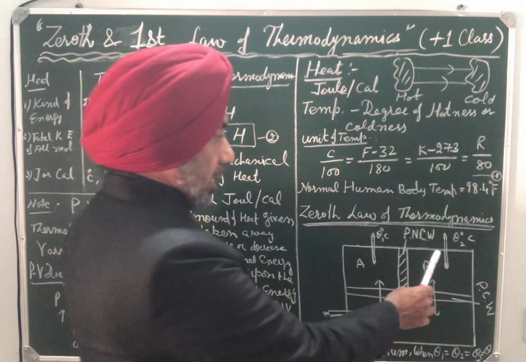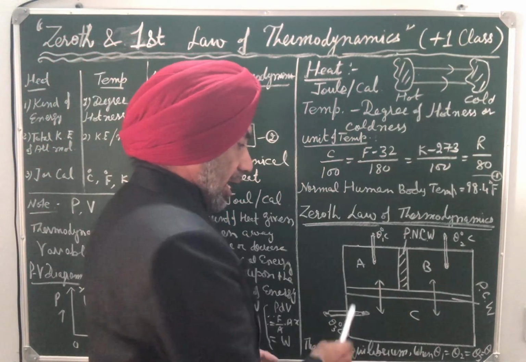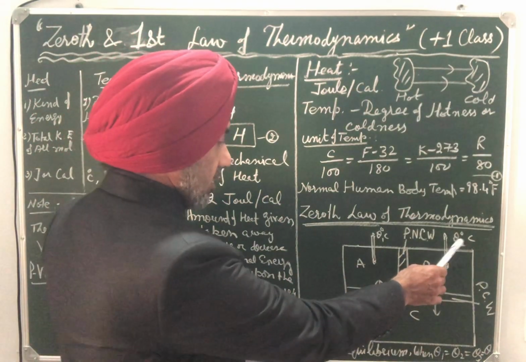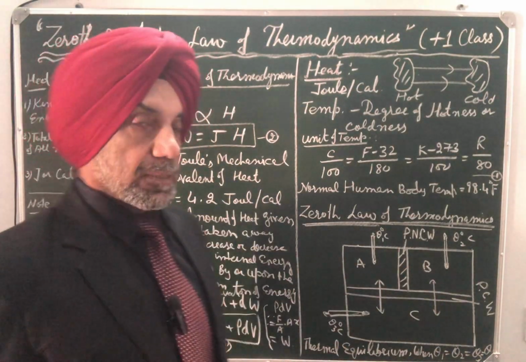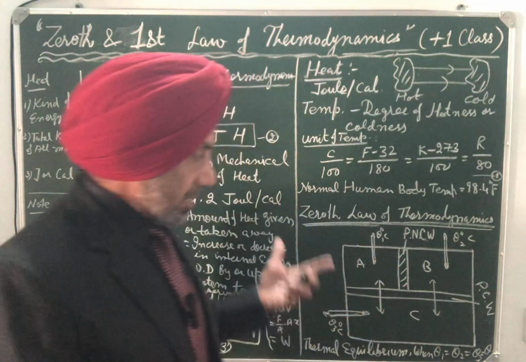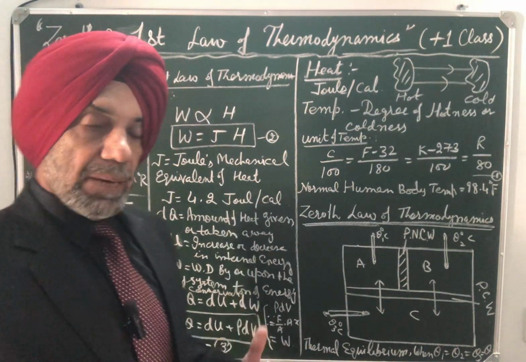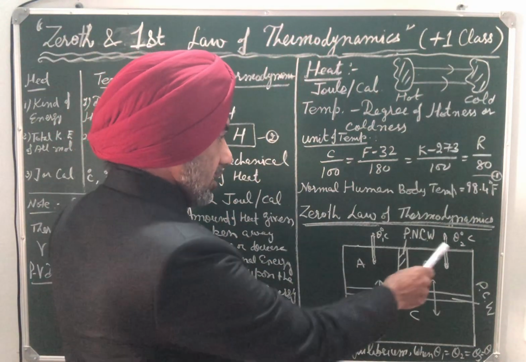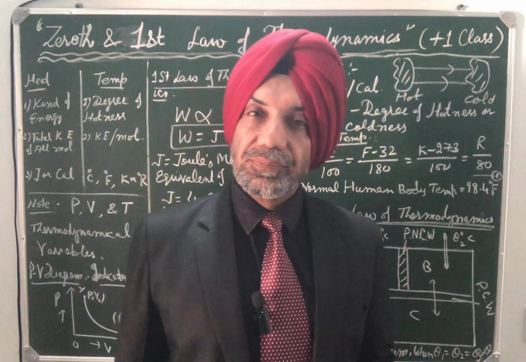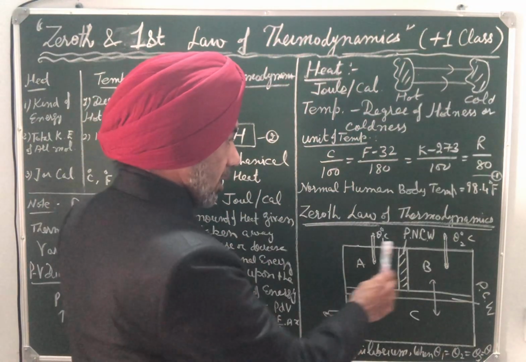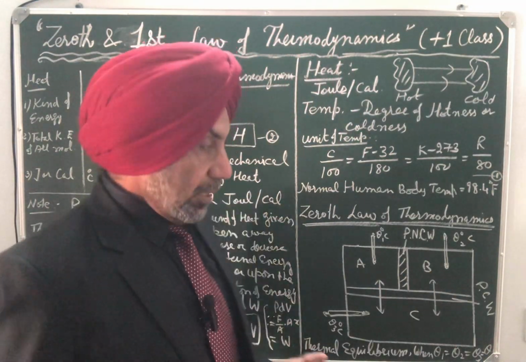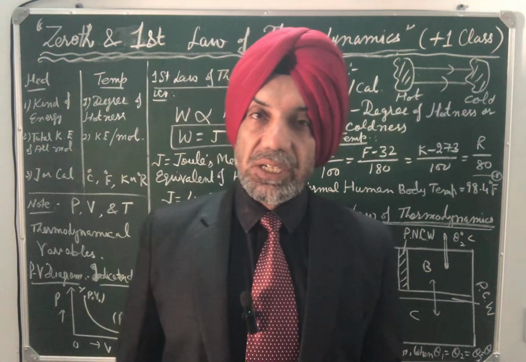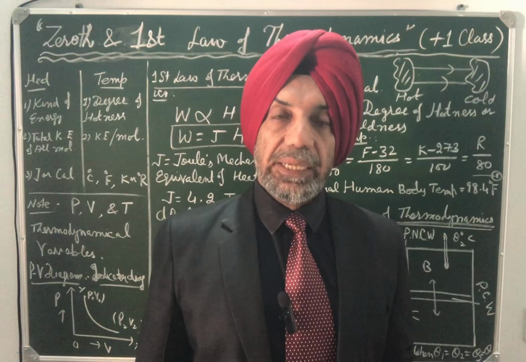Now suppose initially these 3 systems are at different temperatures. Let theta 1 degree Celsius, theta 2 degree Celsius and theta 3 degree Celsius. So leave them as such. After some time, what will happen? The temperatures of the 3 become the same. You can see from these thermometers. When they come to the same temperature, they are said to be in thermal equilibrium.